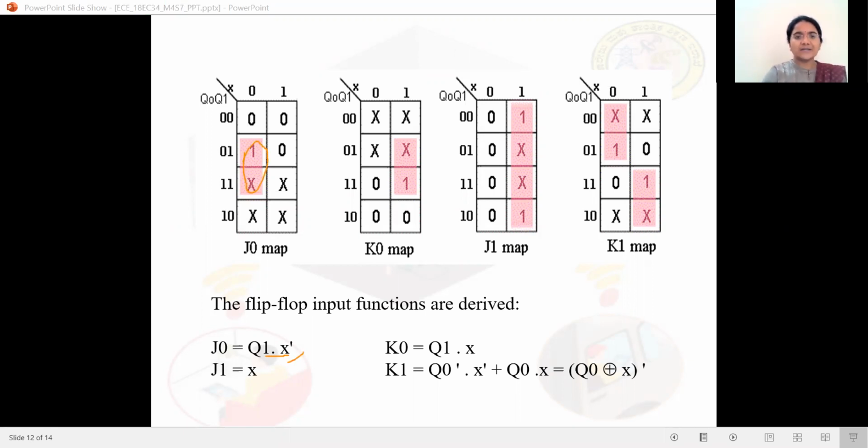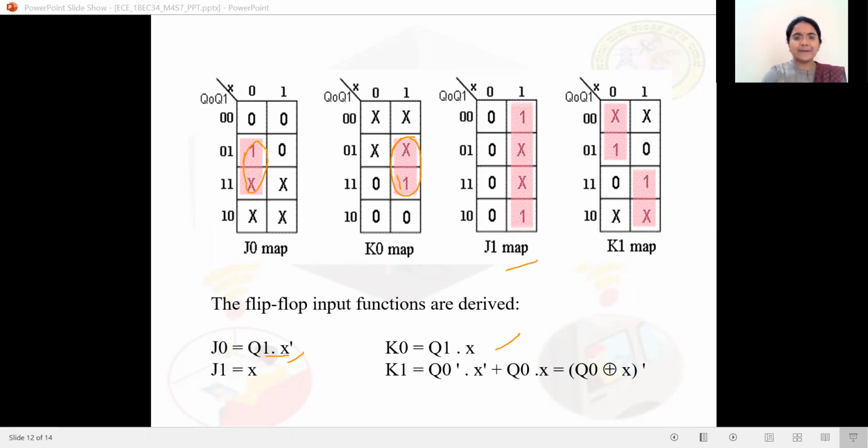For the K naught, we are having the terms 0, 1, 1 and 1, 1, 1 as high, and here we are having a don't care term. We can group these two, and the simplified term is K naught is equal to, from these two rows we are getting Q1, from this column we are getting X, Q1 X.